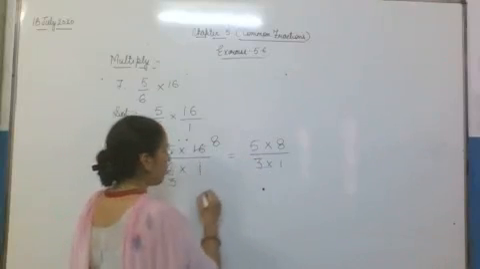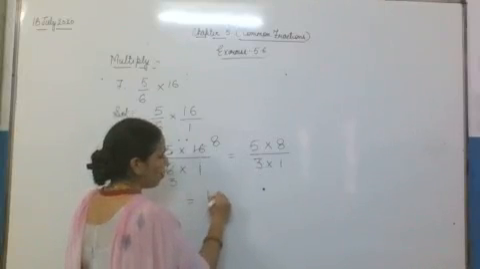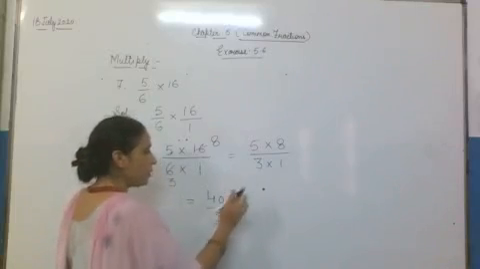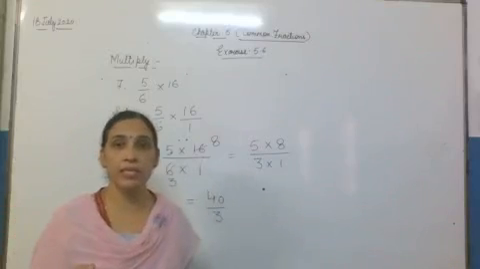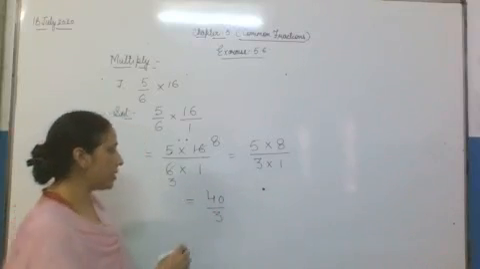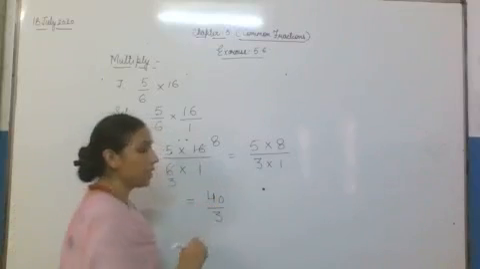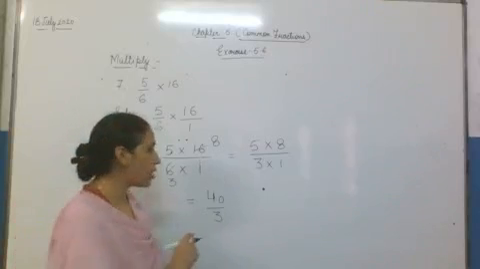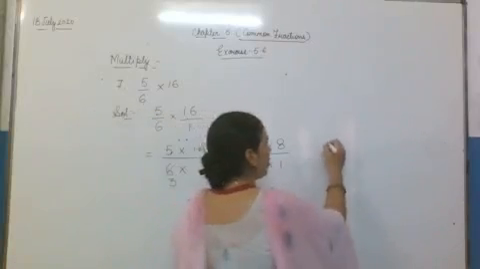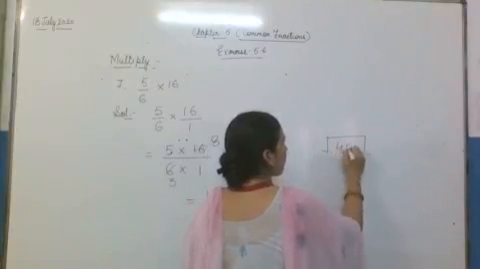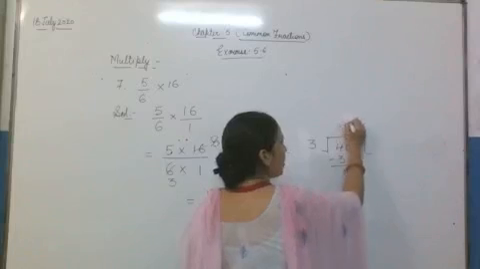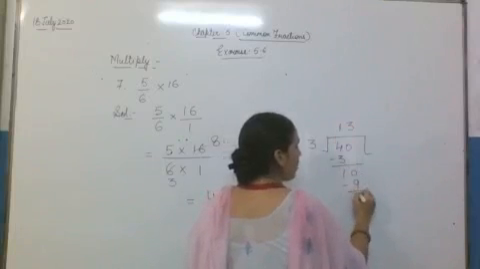Now 5 8s are what you will get? 5 8s are 40, and 3 1s are 3. Now you can tell me, 40 by 3 is an example of which kind of fraction? Yes, correct. So this 40 by 3 is an example of an improper fraction. Improper fraction. So it is supposed to be converted into a mixed fraction. So what will we do? Now we will divide 40 by 3. Now 3 1s are 3, then 1 0, then 3 3s are 9. 1 will be remaining.